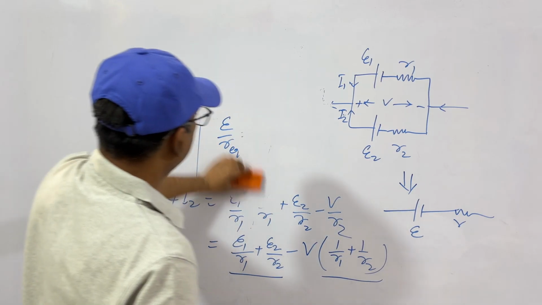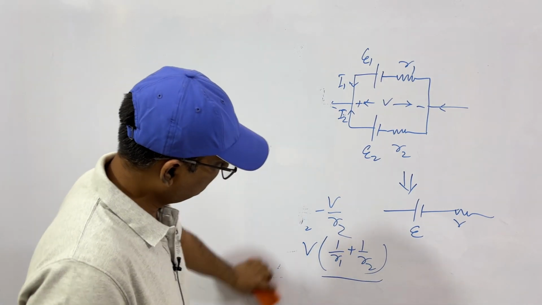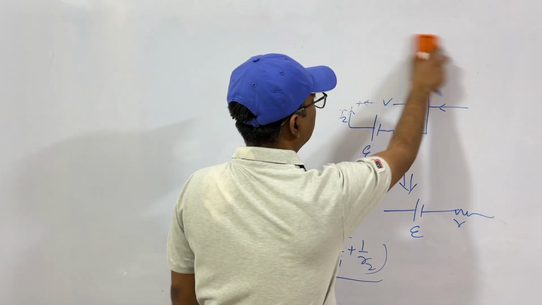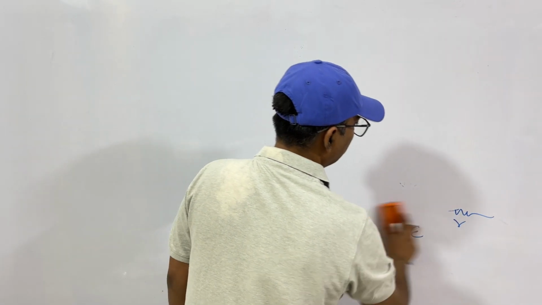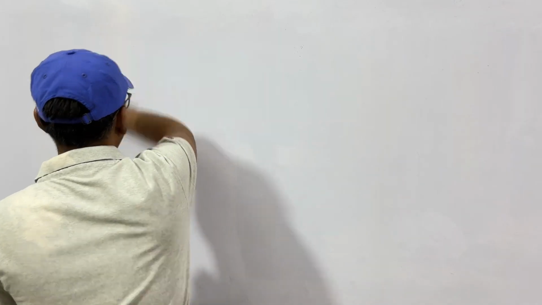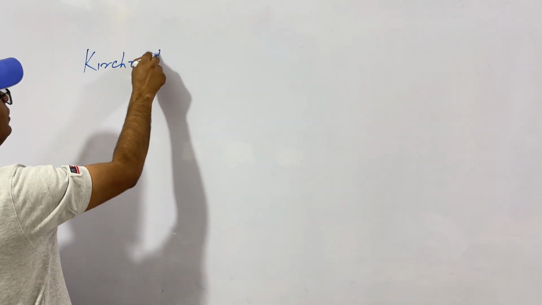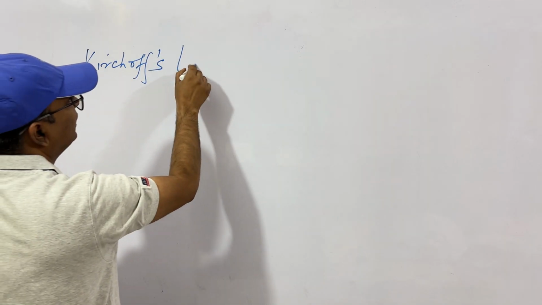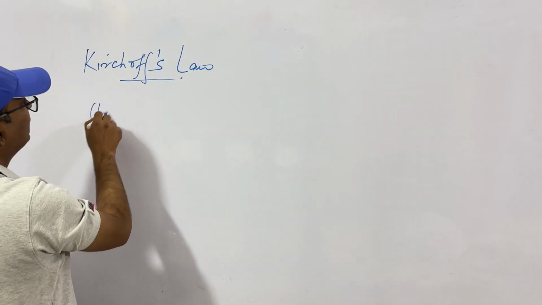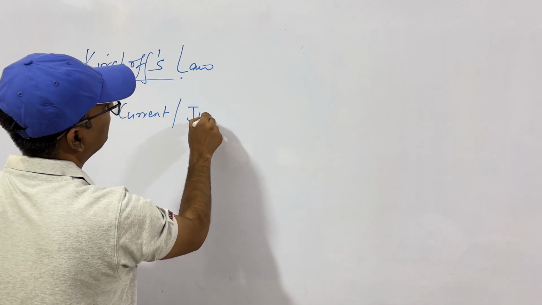Now let's understand Kirchhoff's laws. There are two laws. Although we are using them whenever we are solving problems, let's understand them properly. There are two laws given by Kirchhoff. The first law is called current law or junction law.